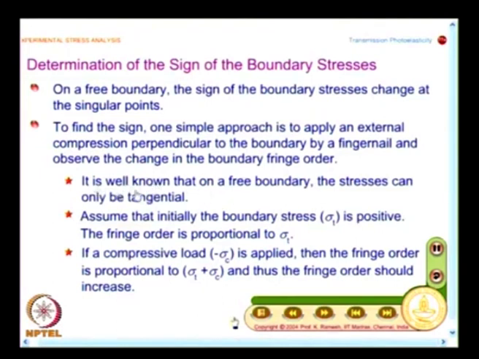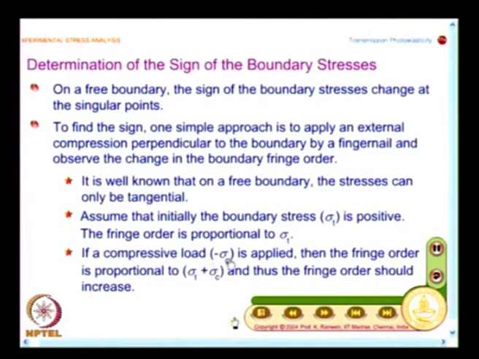First principle is, it is well known that on a free boundary the stresses can only be tangential. So, this is the first point that you need to keep in mind, and for our discussion let us assume that initially the boundary stress is positive. So, I label it as sigma t. We do not know what the sign of the boundary stress is, but we take up a simple situation where the boundary stress is positive to start with, and whatever fringe order you see in the circular polariscope is proportional to sigma t, because in the perpendicular direction the stress is 0 since it is a free surface. So, whatever the fringe order is, it is proportional to sigma t.